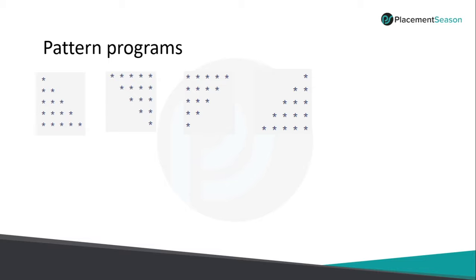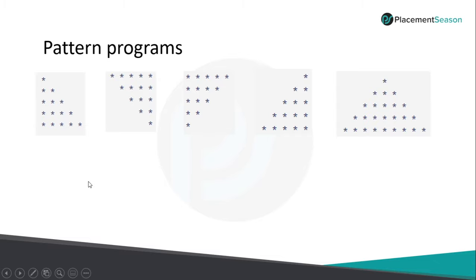So for example, if you combine this and this, you will be getting a square. If you combine this, you will be getting a square. Or you may get a different type of pattern, something like this. It is the combination of, so look at this image. This is a combination of this part plus this part.